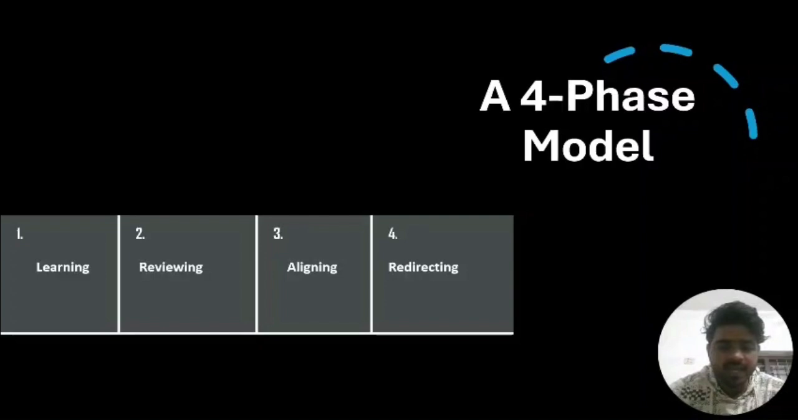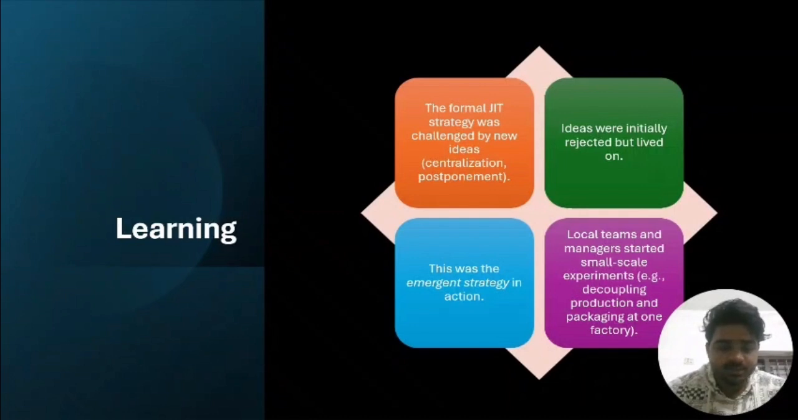Hi, I am Nitin. I am here to explain the four phases of the model, which are learning, reviewing, aligning, and redirecting. This is the first phase, learning. In this phase, the formal just-in-time strategy was challenged by new ideas which emerged, and the new ideas were initially rejected by the organization, but they lived on and evolved into next-level strategies. The local teams and management started small-scale experiments in the organization itself, for example, decoupling production and packaging at one factory.